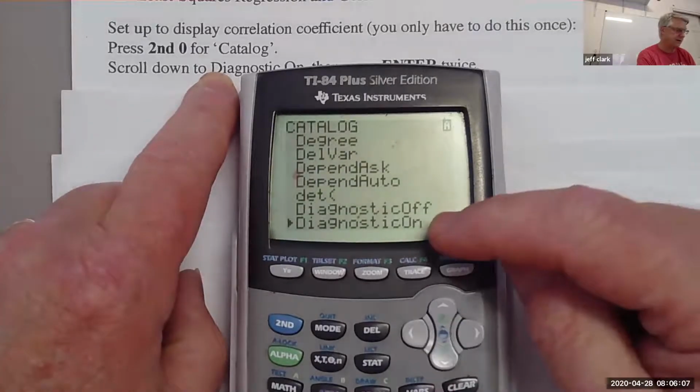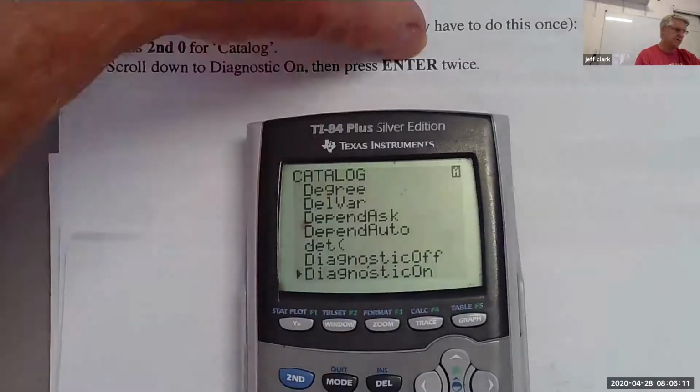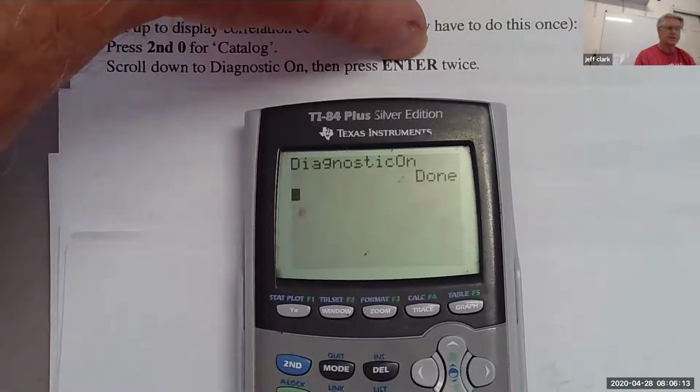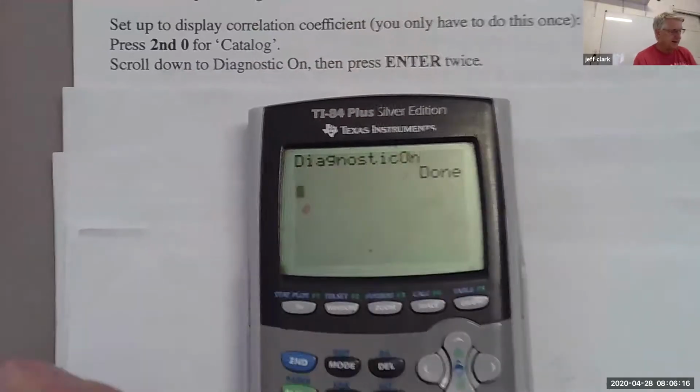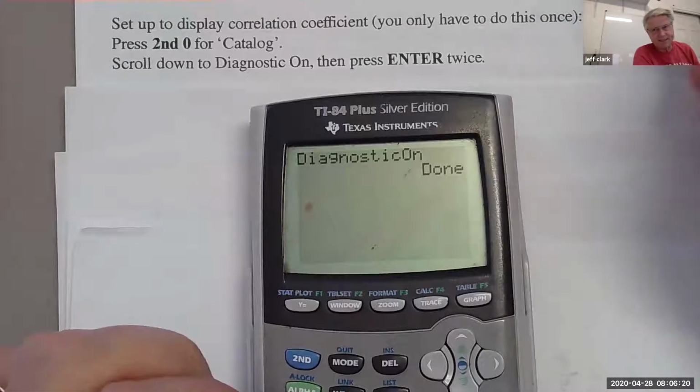So turn that one on by hitting enter twice. Once, twice, and it says done. So make sure you do that. Now, once you've done that for our course, you don't have to do it again. That's it. You're all set.